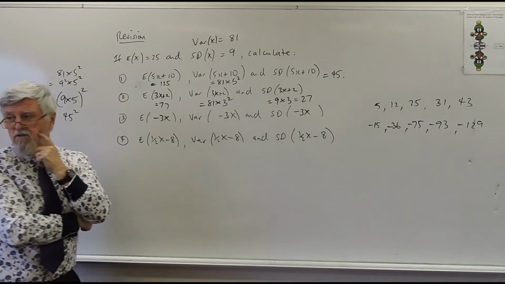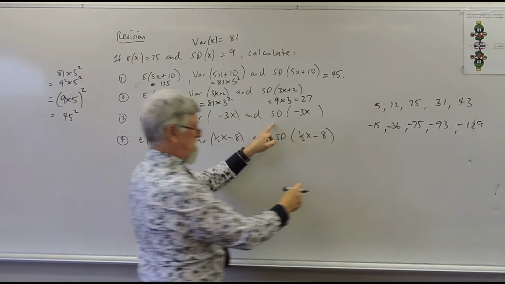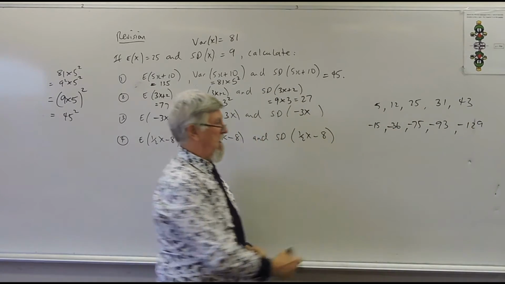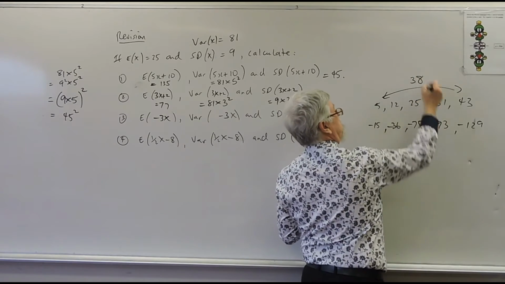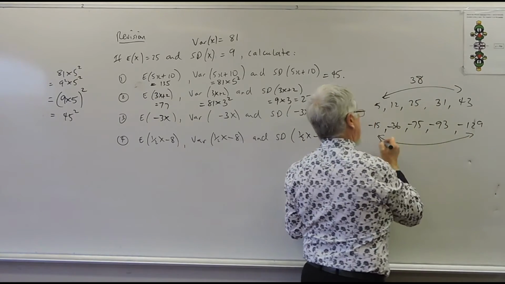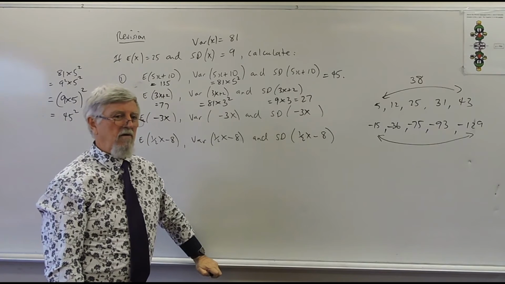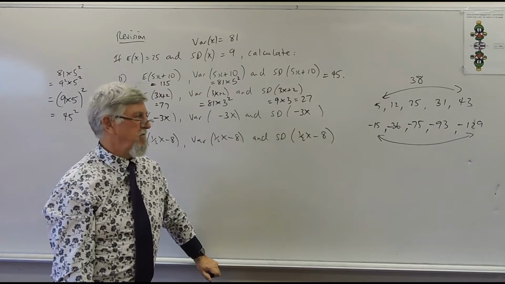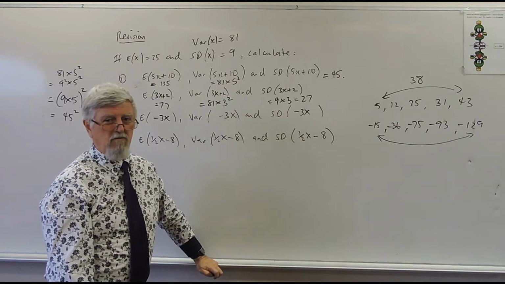So what's it done to the spread? Triple it. So wait a minute, does it matter that they went from positive to negative? How far from there to there again? 38. How far from there to there? Negative 38. Not 38, it's 3 lots of 38. Which you meant, I know what you meant. 114.